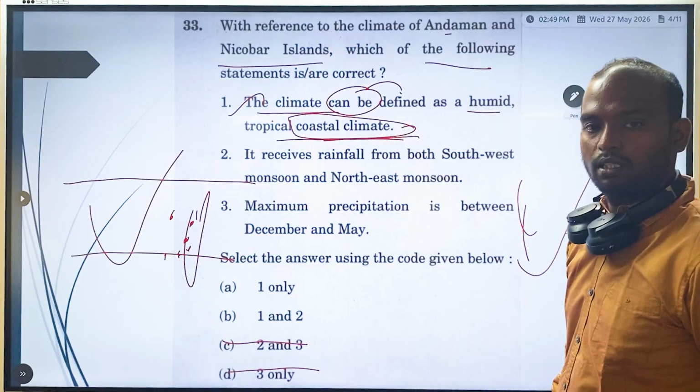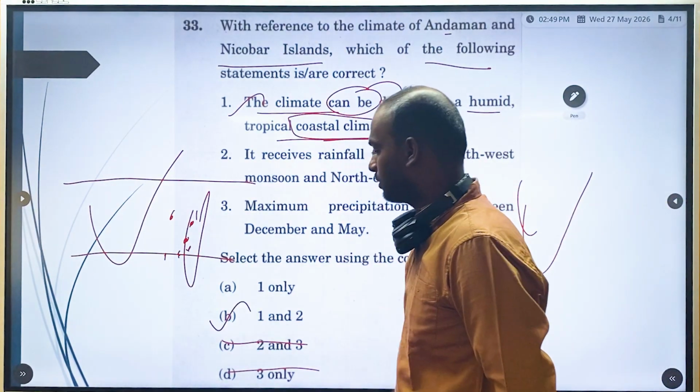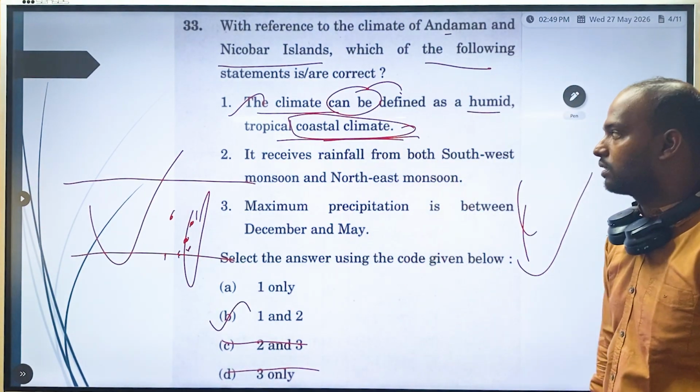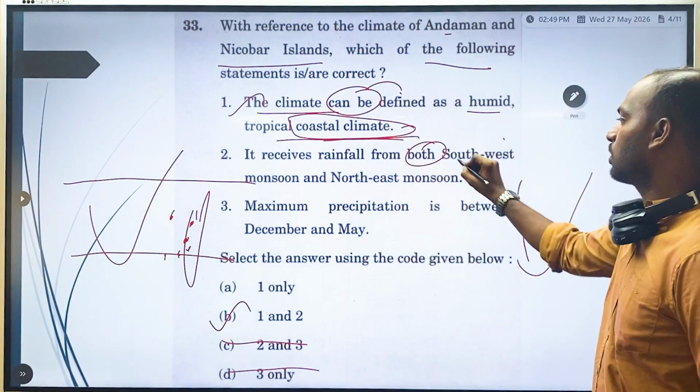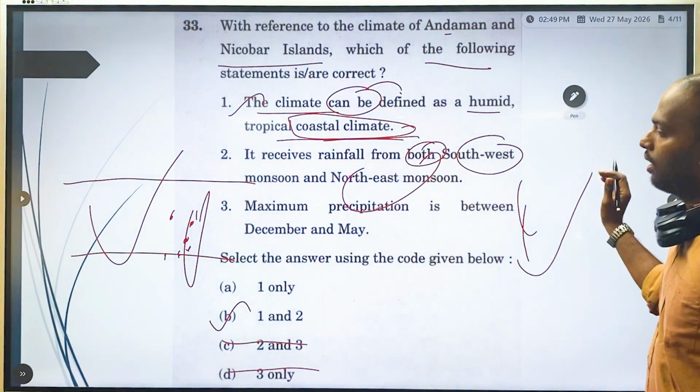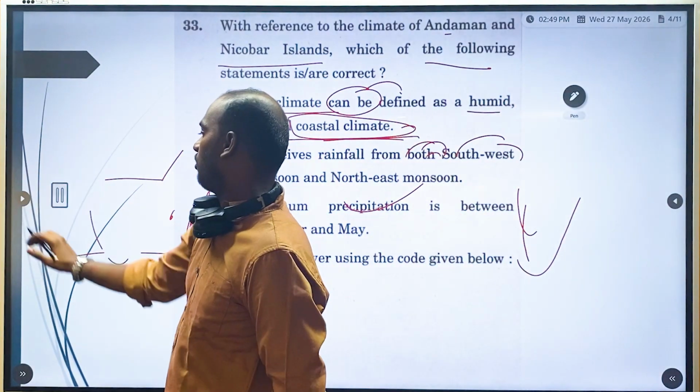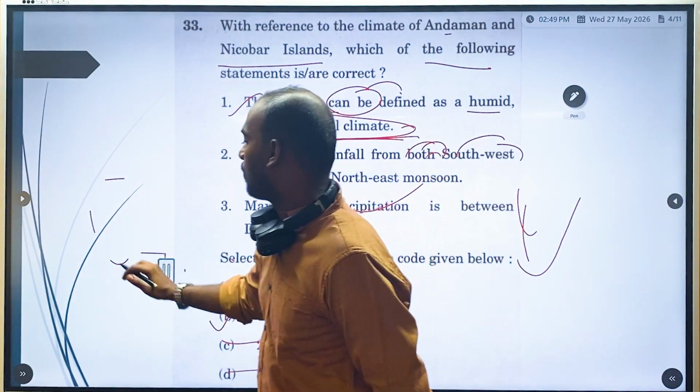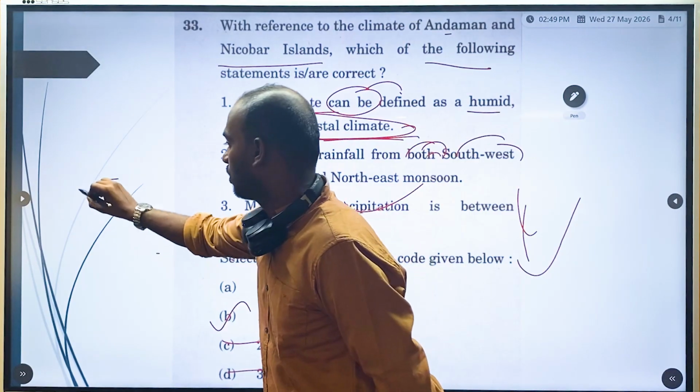These two get released and this gets answered. Fine, you got the answer. It receives rainfall from both southwest monsoon and northeast monsoon. See, literally, anyone who knows the basics of the map knows about the southwest monsoon and northeast monsoon.